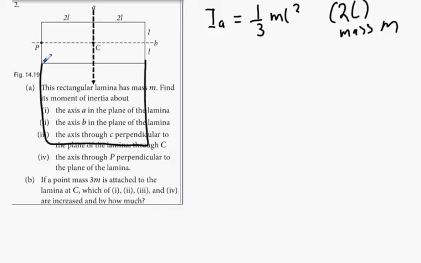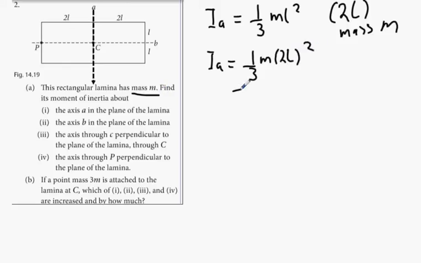Remember that now. So we're saying that our formula here works for a length of 2L. We have a length of 4L, so we've got to scale that up a little bit. So I_A equals 1/3. Is it still mass m? If that was mass 2m, I'd change it to 2m. And then 2L squared, and we get 4/3 ml squared is the moment of inertia about A when you're flipping the page around the axis. The axis is parallel to the sides. Axis A in the plane is the keyword. In the plane means it's parallel.